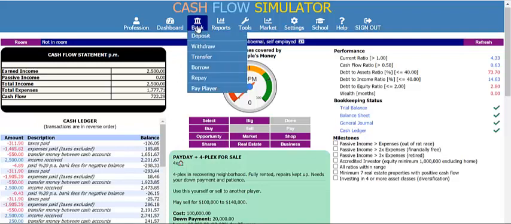Okay, so let's have a look at bank here. So we can make bank deposits. We can withdraw from the bank as well. We can transfer money from one account to the other. So let's quickly do that.